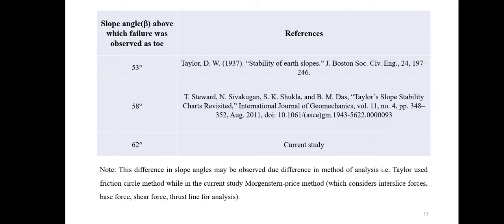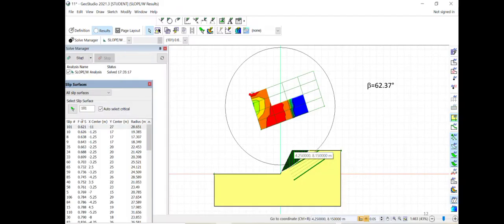This is slightly different from the angle suggested by Taylor, that is 53, and 58, which is suggested by T. Stewart et al., who revisited Taylor's slope stability charts. This difference in slope angle may be due to the difference in method of analysis. Taylor used the friction circle method, while in the current study the Morgenstern-Price method is used, which considers interslice forces, base forces, shear forces, and thrust line for analysis.